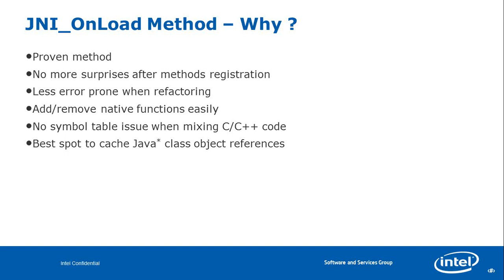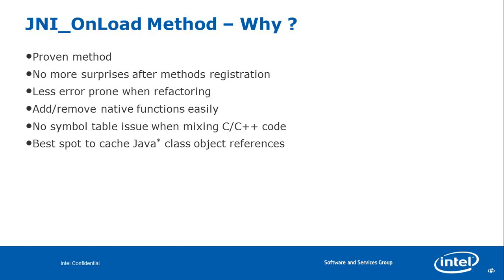When you're using JNI onload, you are not exposed to any surprises, like some Java class crashing or it not registering the methods. All these kinds of problems are not going to come up with JNI onload. So most people prefer the JNI onload method for linking your native code to the Java class.